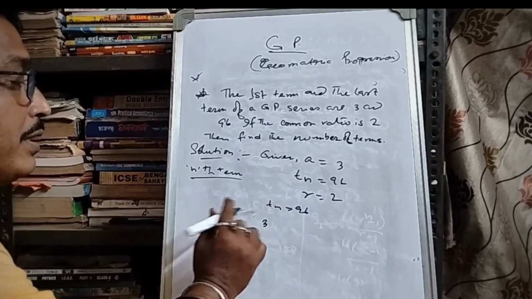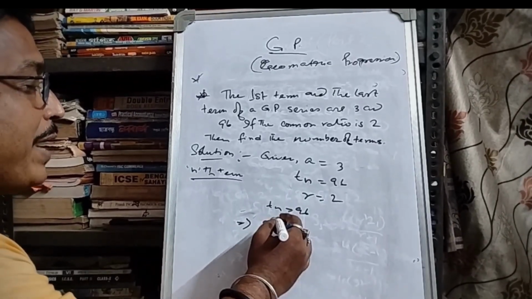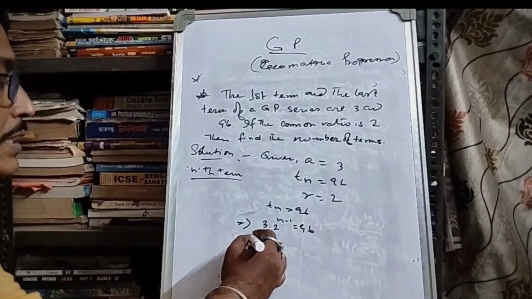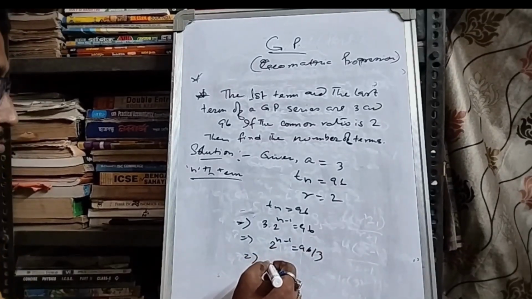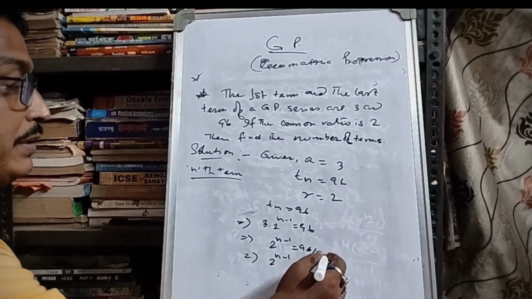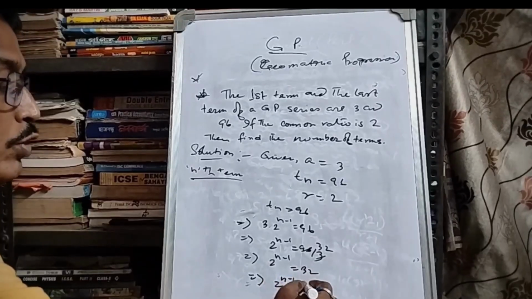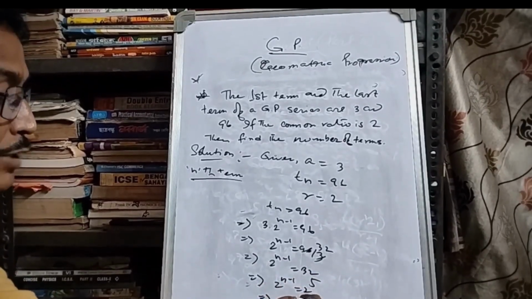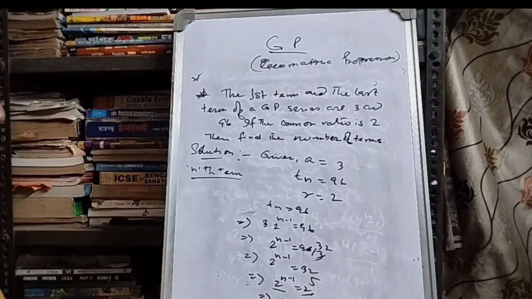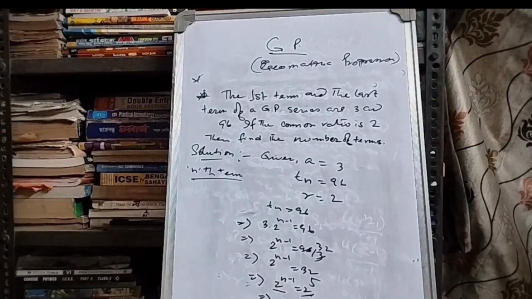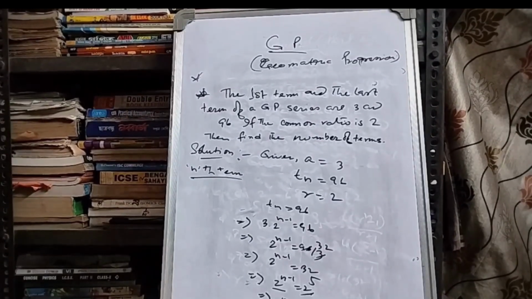A R to the power n minus 1 is equal to 96. 2 to the power n minus 1 is equal to 96 by 3, that is 32. That means 2 to the power n minus 1 is equal to 2 to the power 5. So n minus 1 is equal to 5. We will eliminate base 2, and n is equal to 5 plus 1 is equal to 6. The number of terms will be 6.